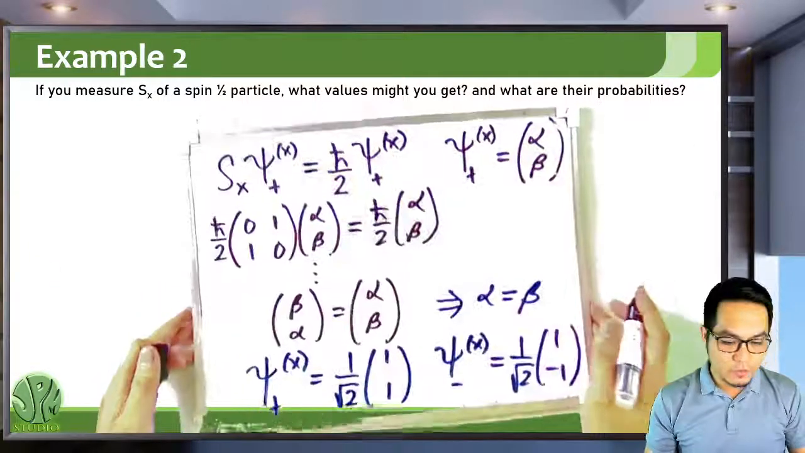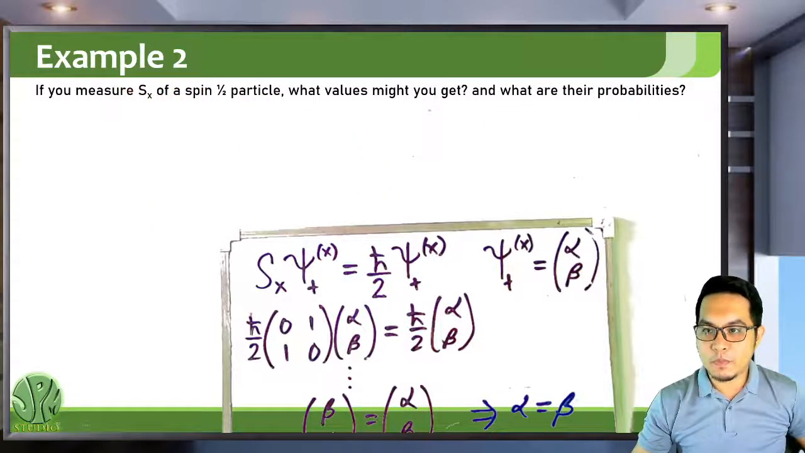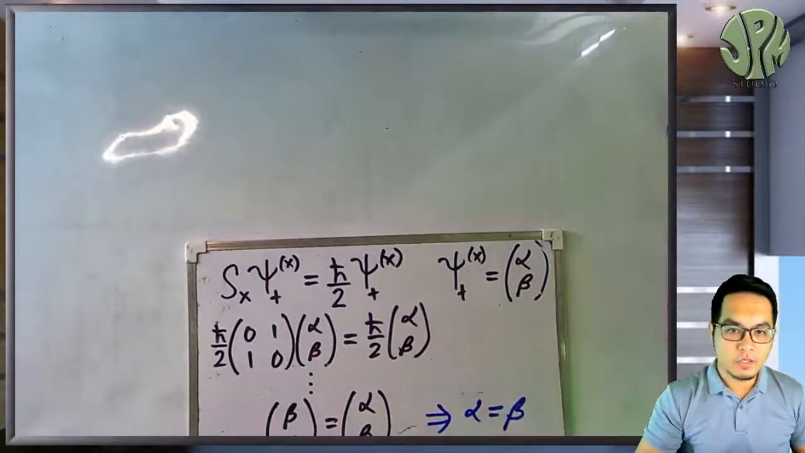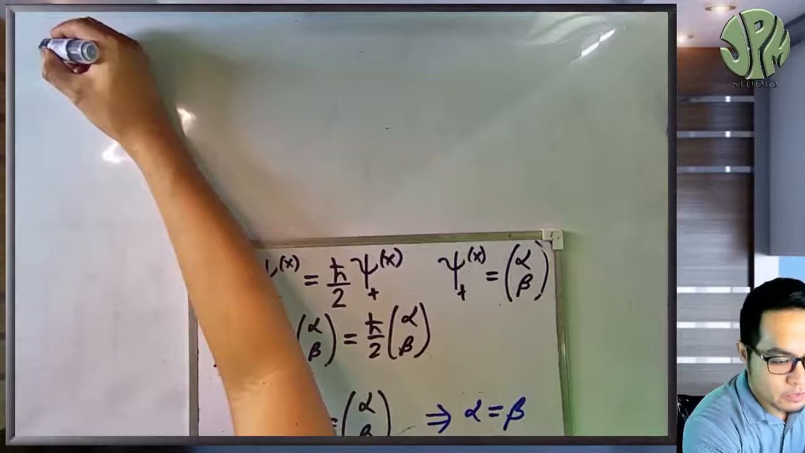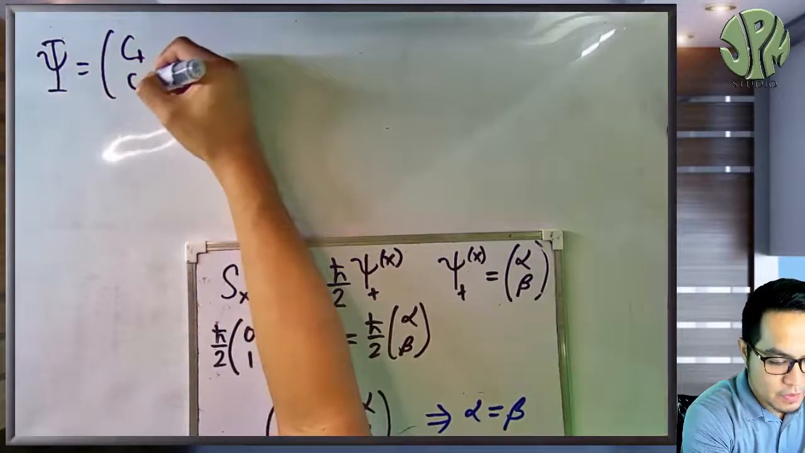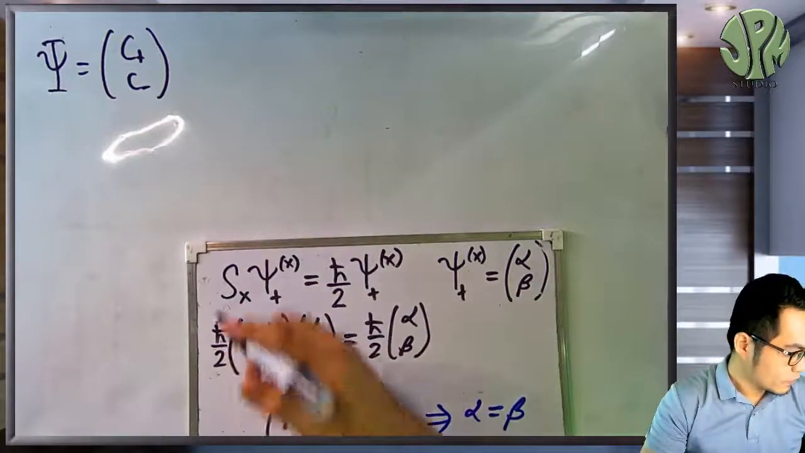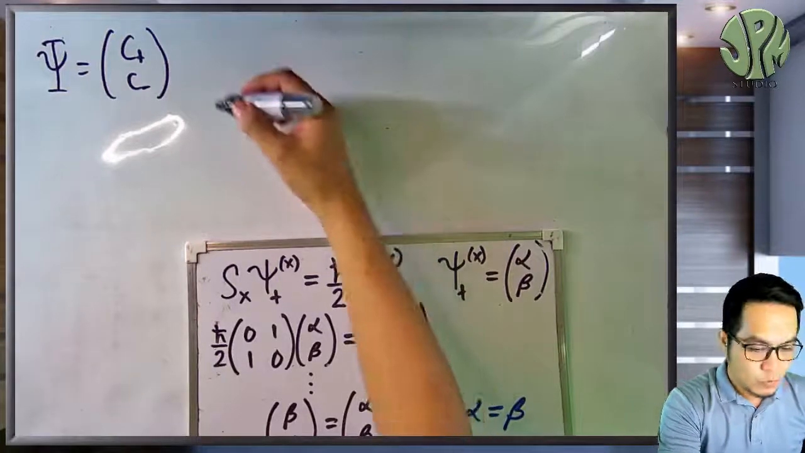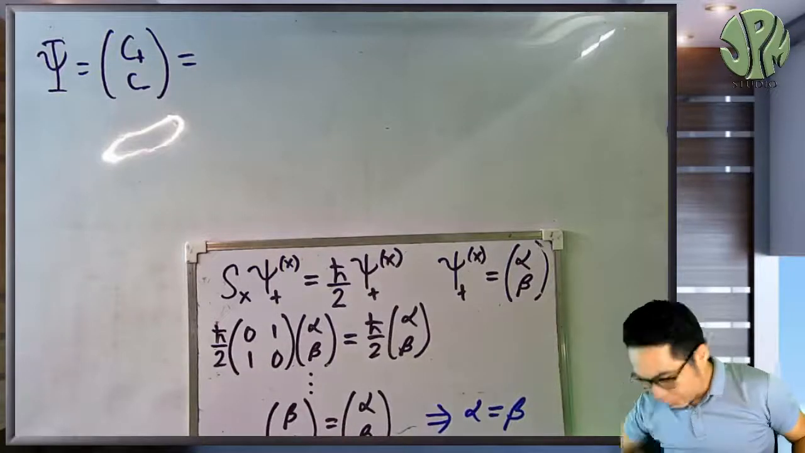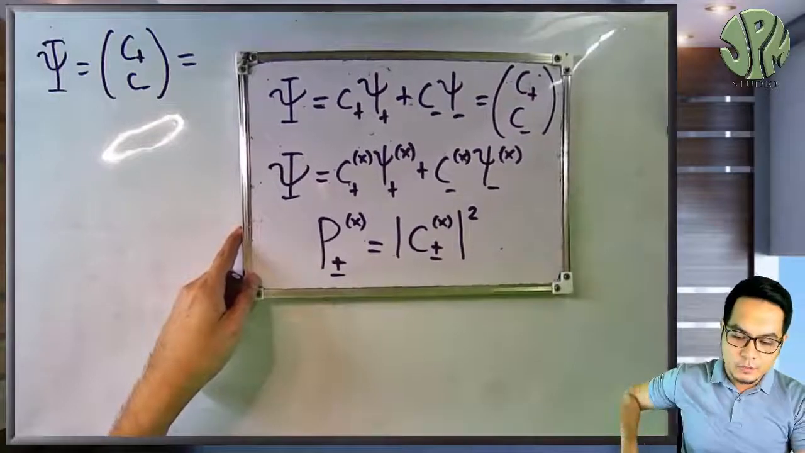Let us now try to write the general state. I'm just going to use my board mode here. Let's write the general state, which is in terms of C plus and C minus, the linear combination coefficients for Sz. We will try to write this in terms of the Sx eigenfunctions, so I will not be writing it again and again.